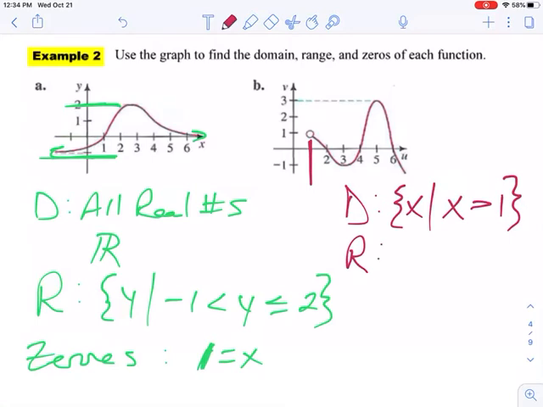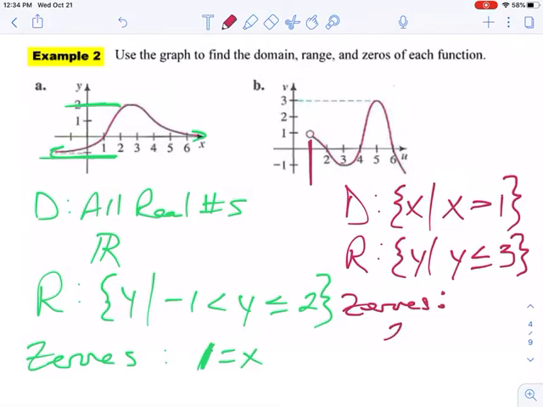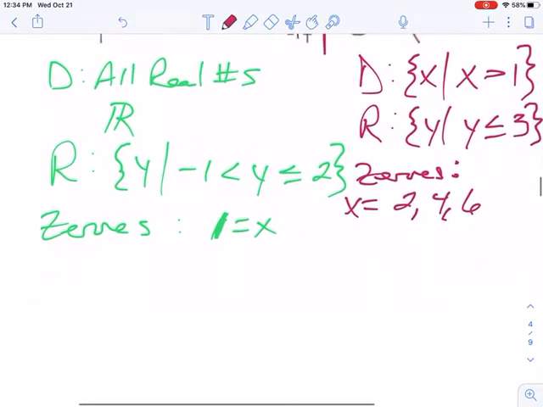Range. Well, the range, again, this goes down on the right end forever and ever, so negative infinity, and up to 3. So a way of writing that was the set of all y's such that y is less than or equal to 3. Zeros. Zeros: 2, 4, 6. You can write x equals if you wish.